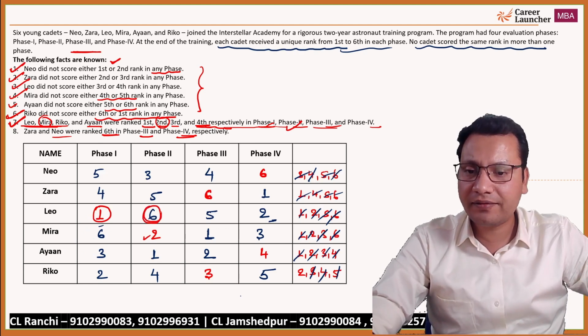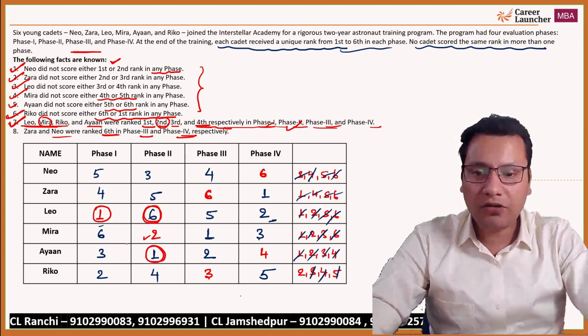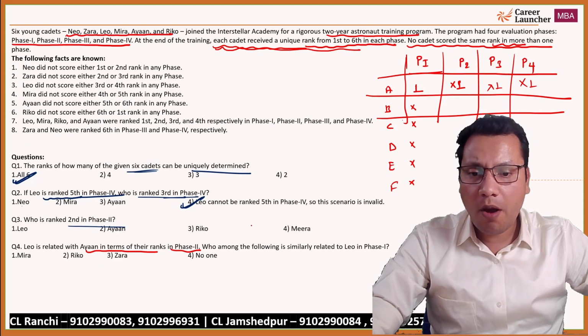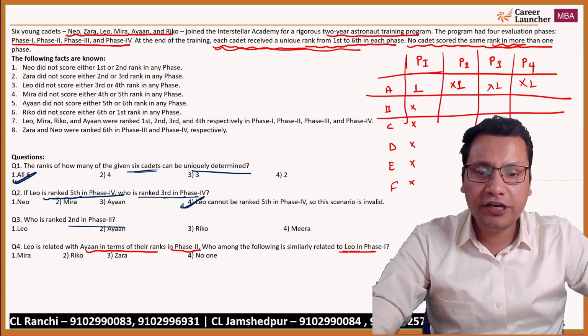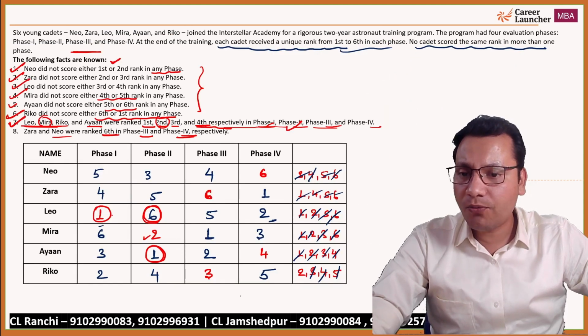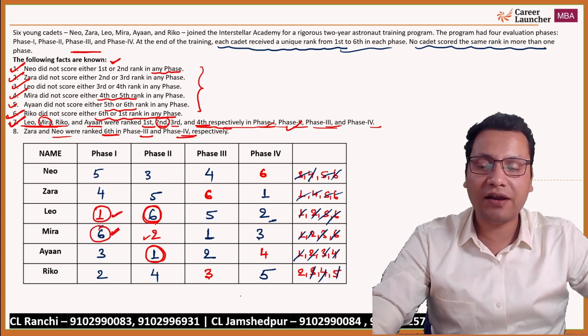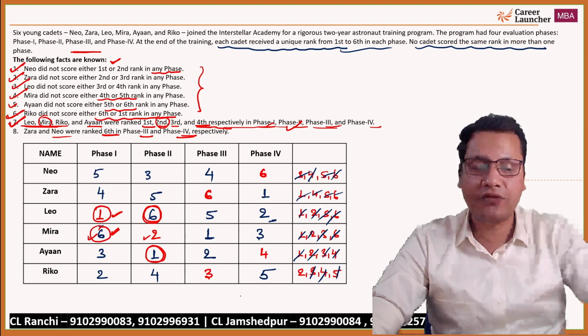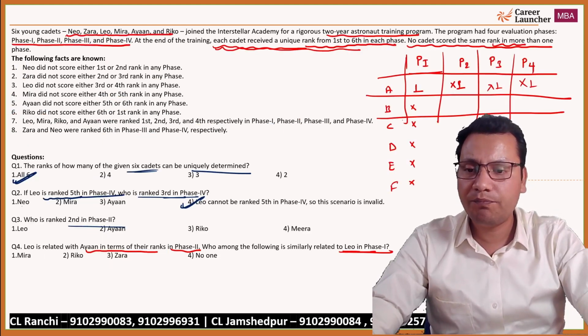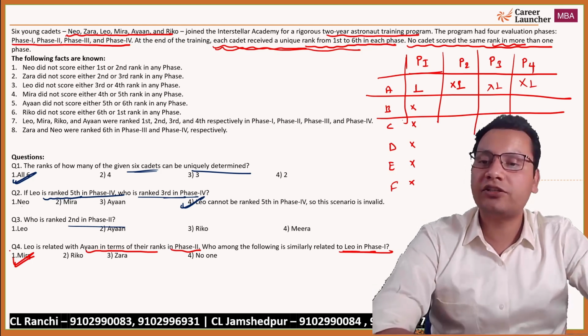So Leo is ranked 6th in phase 2 and Ion is 1. Okay? Now the question is who among the following is similarly related to Leo in phase 1? So Leo in phase 1 is rank 1. So Meera will be ranked 6th. Meera rank 1 and 6, 6 and 1, right? So this is how Meera is related to this. So the answer for this question is Meera. Meera is the answer for the last question.